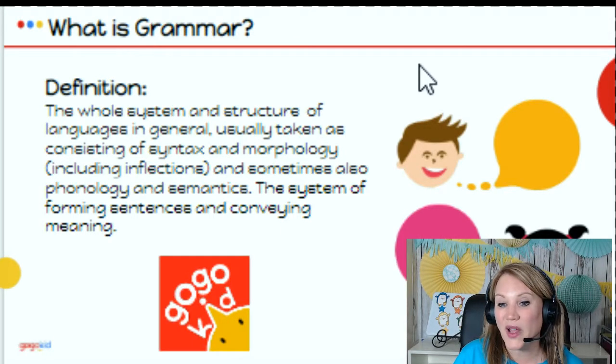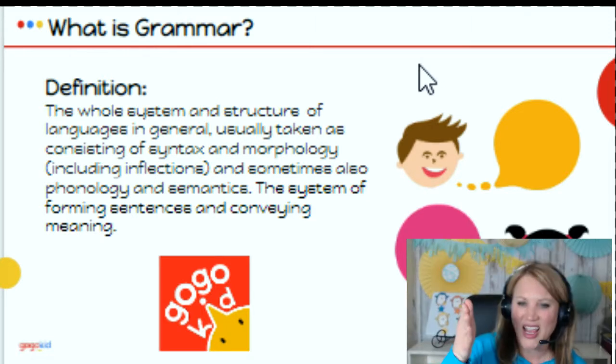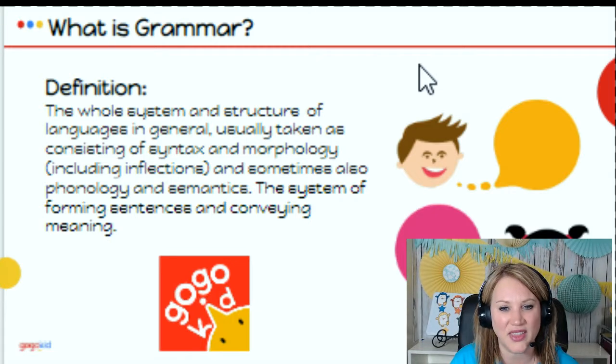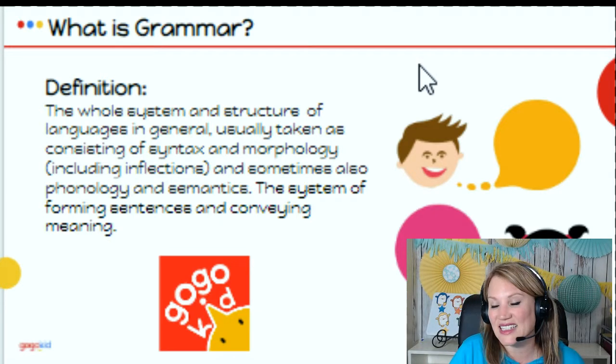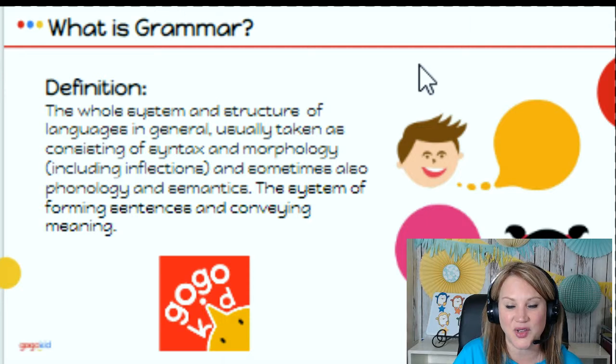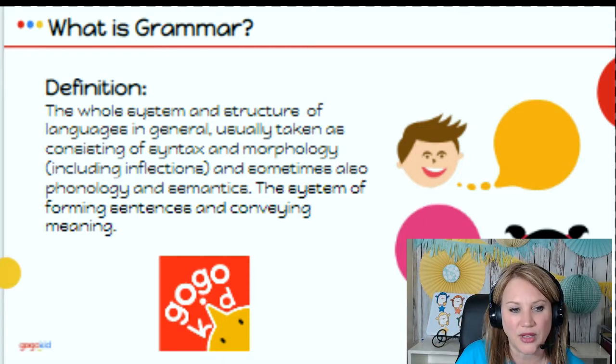Let's talk about what is grammar. Grammar is a system and structure of languages in general, and it's how languages are set up. It has to do with phonology, semantics, syntax, morphology. There's a lot to it, and we're just going to touch on that briefly.